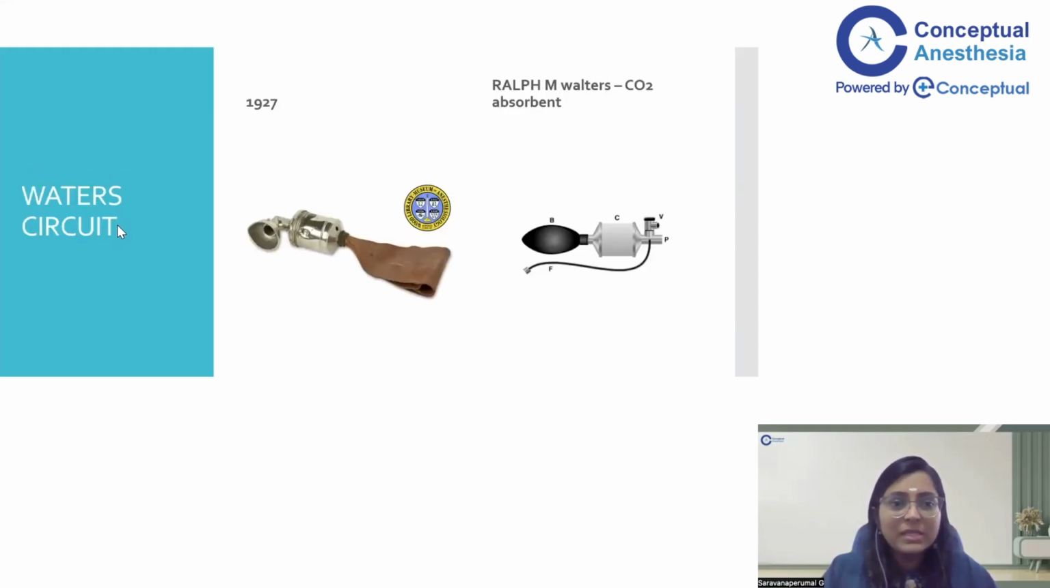And in 1927, Raphael Milton Waters devised this to-and-fro system with a carbon dioxide canister. This became very popular at that point of time because the canister can be autoclaved and it has a carbon dioxide absorber as well. Patients who had a respiratory infection such as tuberculosis, they used this machine, autoclaved it and then reused it, so that they could prevent the infection which can occur from patient to patient if they are using the anesthesia circuits.